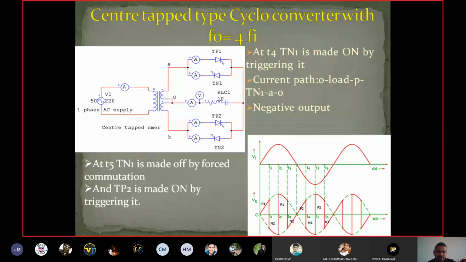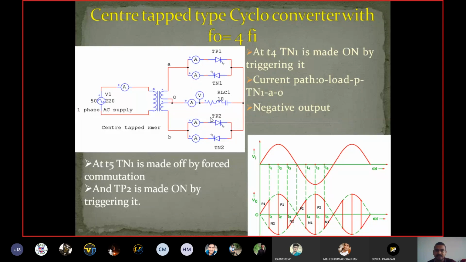Look at this waveform. Here we are getting the negative output during time T4 to T5. So during T4 to T5 we are getting the negative output, and TN1 thyristor remains on. Now at the instant of T5 we are making TN1 off by force commutation. Okay, so TN1 becomes off, and at the same instant of T5 we are giving triggering pulse to TP2 thyristor.